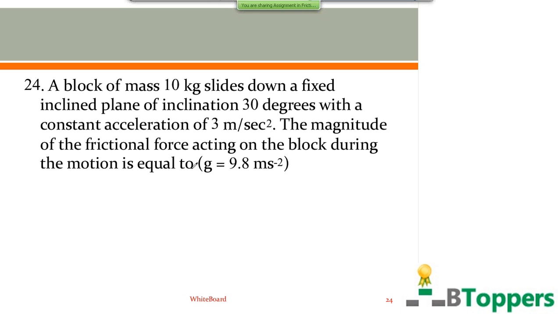write the equation of motion for the block sliding down the inclined plane. That is Newton's second law you can apply. Let us first consider the forces which are acting on the block in this case. So the weight mg of the block acts vertically downwards.